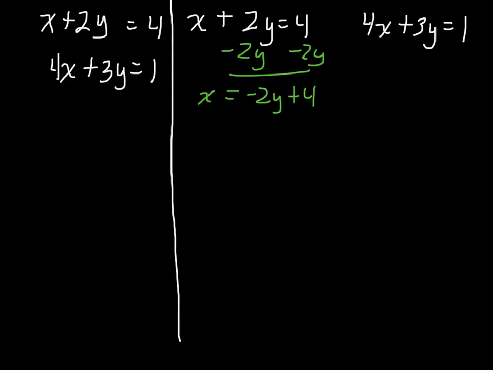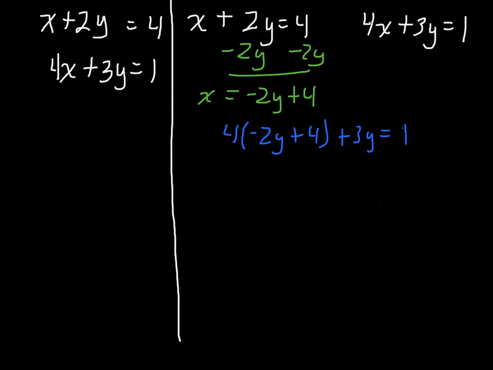Now, what I have is my x value, and that x is the same as this x over here because it's in the same problem. So I can take this x, which is this, and sub it in for that. So I'm going to have 4 times, and then I take this and plug it in to there. So it's going to be 4 times (-2y plus 4), and then plus 3y is equal to, not 8, it's equal to 1. Okay.